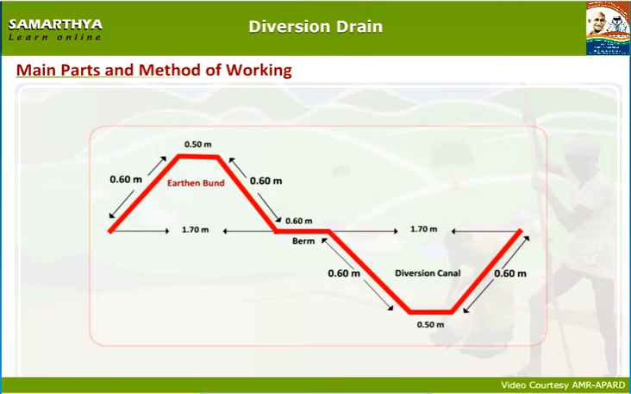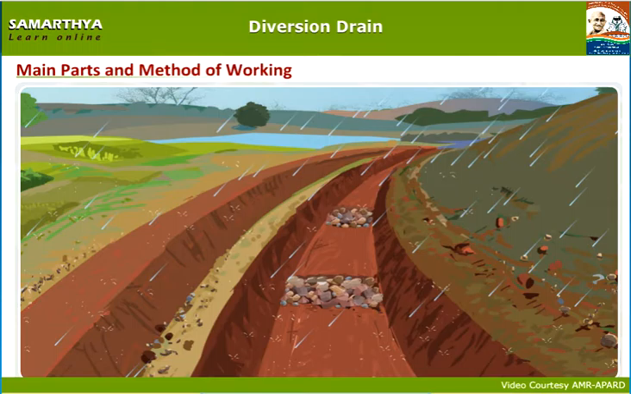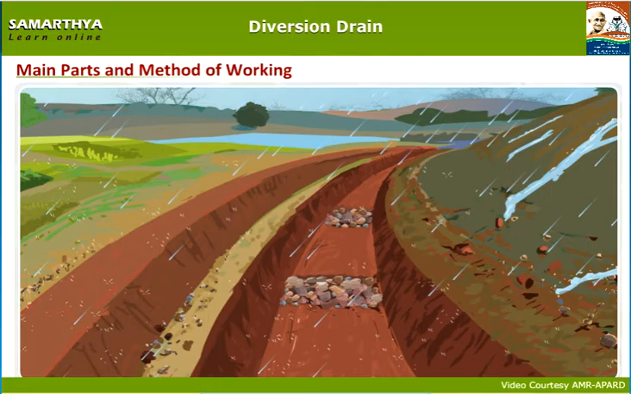How diversion canals are useful for the fields. In the rainy season in the hilly areas, rainwater flows from the top of the hill and reaches the diversion canal. Rainwater thus reaching the diversion canal converges with the natural stream. This diversion canal is constructed in between hills and fields. When the rainwater overflows above the diversion canal level, the earthen bund prevents the water from inundating the fields.